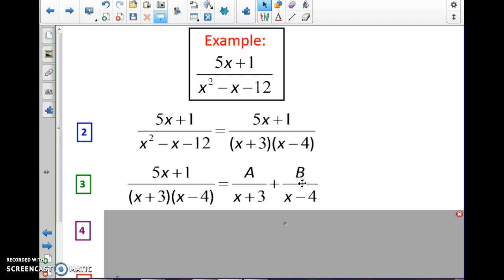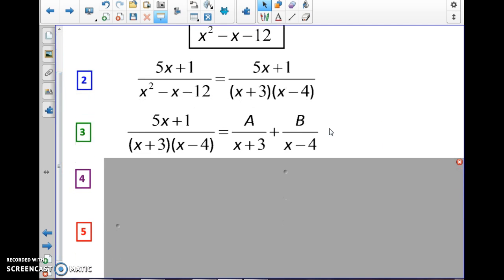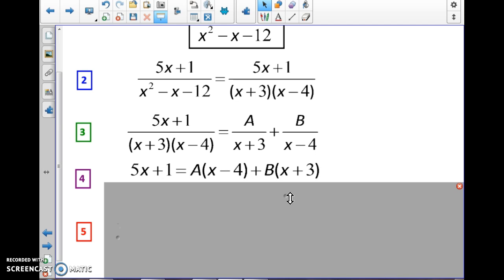The constants that we use can be anything you want. A and B tend to be the most common ones, sometimes C or D, depending on how many factors we have. So I've separated into my fractions. Now my fourth step is when we multiply to get rid of the fractions. So I multiplied by the common denominator of x plus 3 times x minus 4. So I end up with 5x plus 1 on the left.